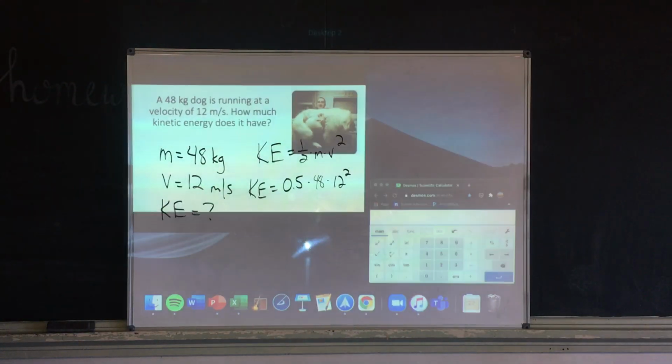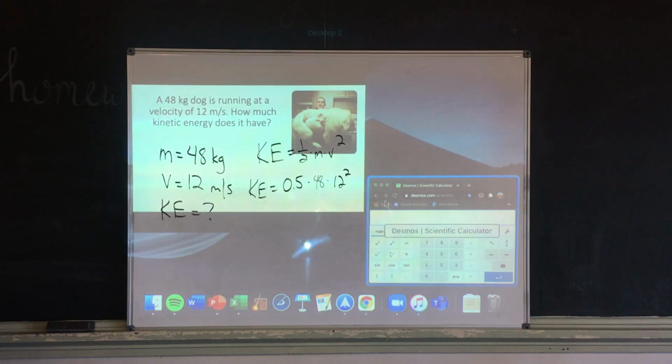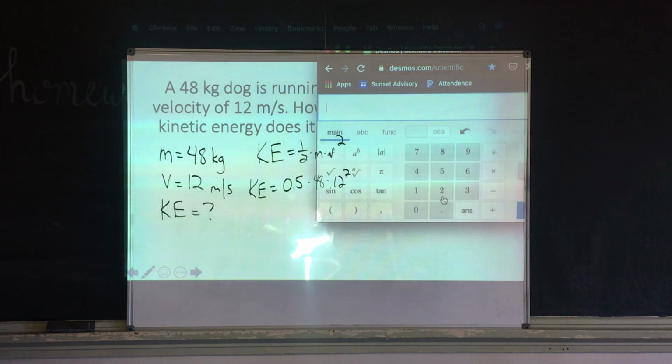What we've got to do now, let me see if I have this queued up. I should have my calculator right here. So we just put this in the calculator. So we have 0.5 times 48 times our velocity, which is 12 squared. And here's the squared. You can't see it because it's behind that V. I hit enter, and I get my answer, which is off screen.